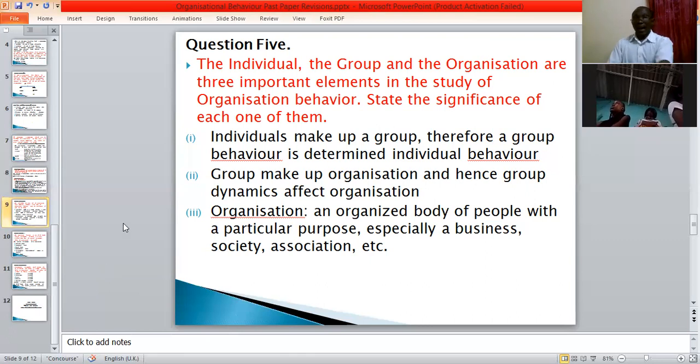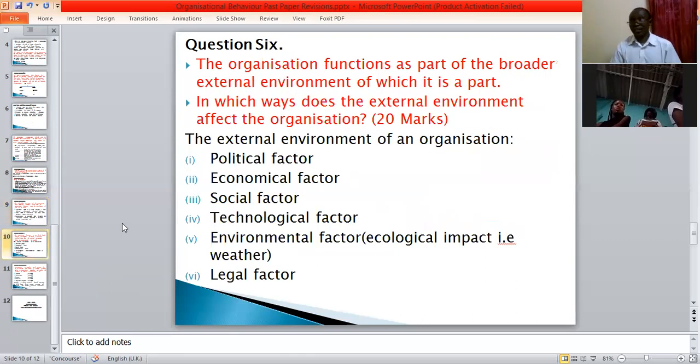Okay. Allow me quickly to look at question 6 so that we say goodbye and wish each other the best. The organization functions as part of the broader external environment of which it is a part. In which ways does the external environment affect the organization? So the issue here is, how does the external environment affect the organization?